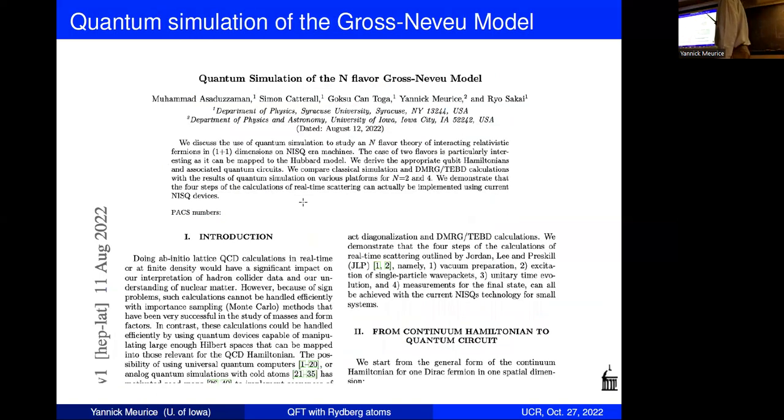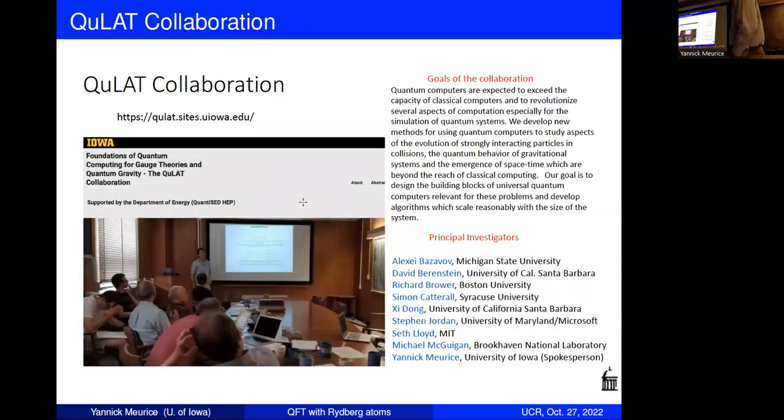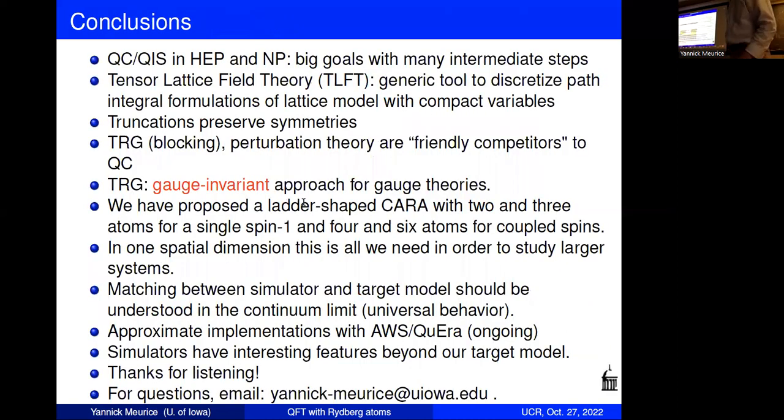We also have done quantum simulation of the N-flavor Gross-Neveu model. Just to conclude, this is the quantum group at the University of Iowa. The person who has done the perturbative calculation is Robert Maxton, the person who has done the calculation for the phase diagram is Jin Zhang, and Kenny Iterator has done the fragmentation model. I'm also part of the QuLAT collaboration that includes NSU, UCSB, BU, Syracuse, and the University of Maryland. That has been a great source of inspiration for me. I'm exactly at the end, so you can read the conclusion. Thank you.